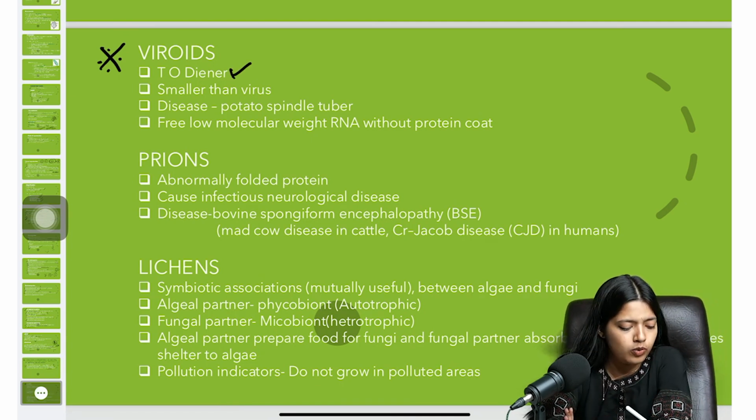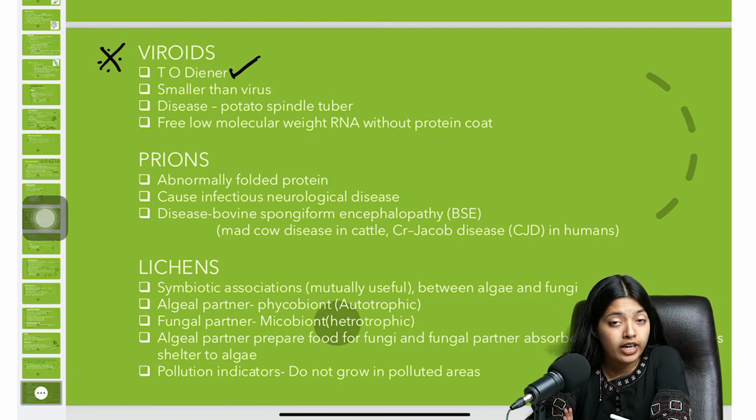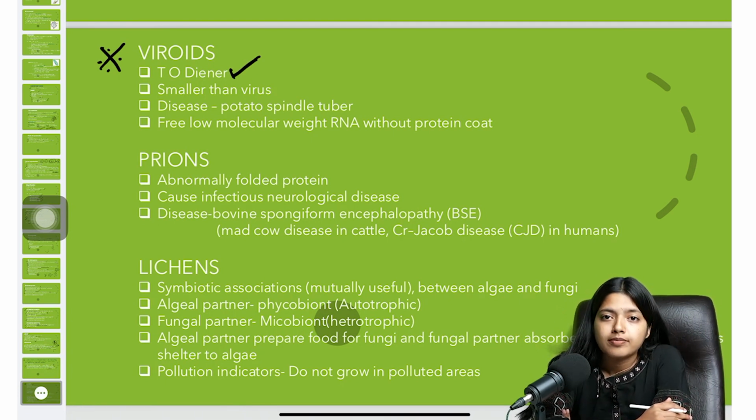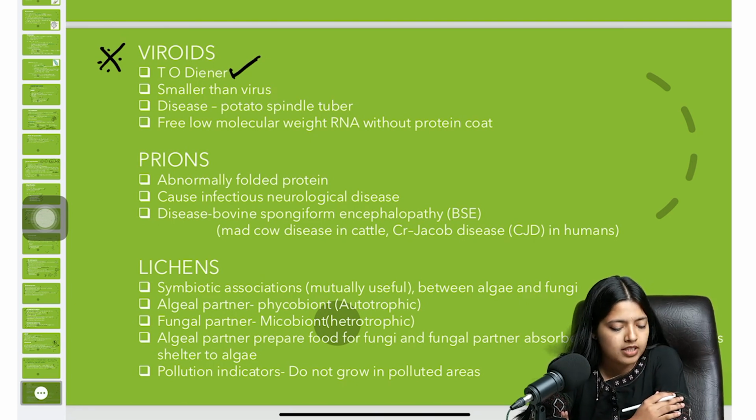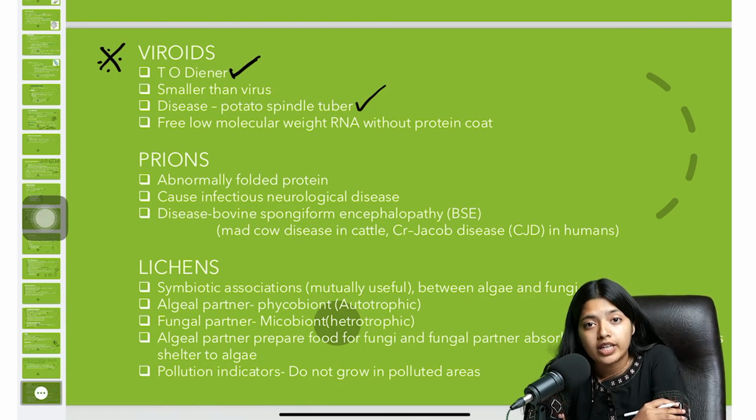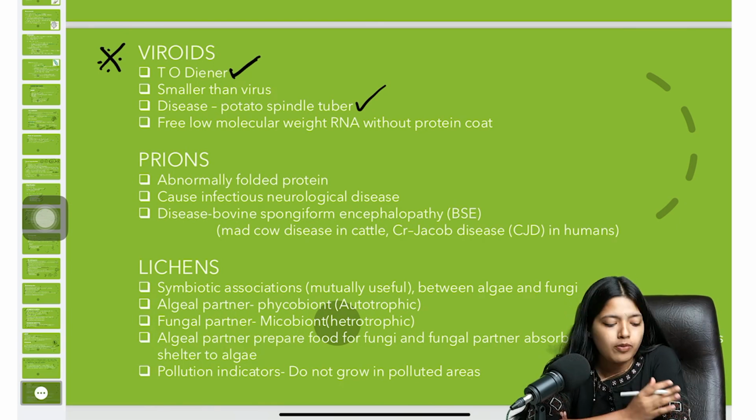The one who discovered viroid is T.O. Diener. It is smaller than virus, structurally smaller than virus. The disease caused by viroid is potato spindle tuber. Potato spindle tuber is a disease caused by viroid, and it is smaller than virus.